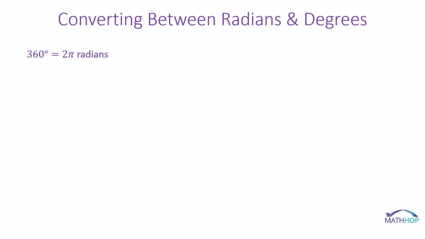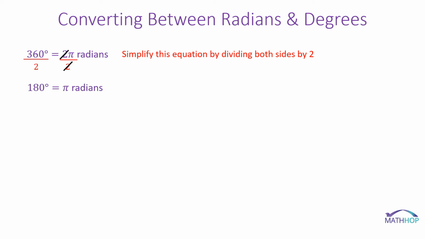Okay, so how do we convert between these two? We have an equivalency statement, right? We have 360 degrees equals 2 pi radians. So we can simplify this equation by dividing both sides by 2. We'll have to do more than that, but let's start by at least dividing both sides by 2. Once we do that, we will see that we get pi radians is equal to 180 degrees.